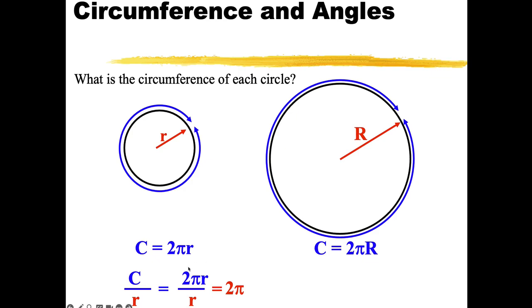And the cool thing about this is that I can divide both sides of this by r, and I get this 2 pi left over. Okay, and I can do the same thing over here. I can divide by the big R, and I get the same thing over here. There's this consistency between the two circles, even though the circumferences are different and the radii are different. It's like the circumference is being adjusted depending on what the radius is by this 2 pi. And so we want to think a little bit about what that might mean.